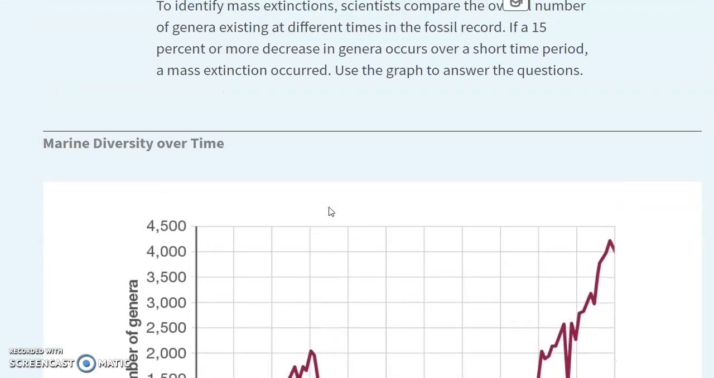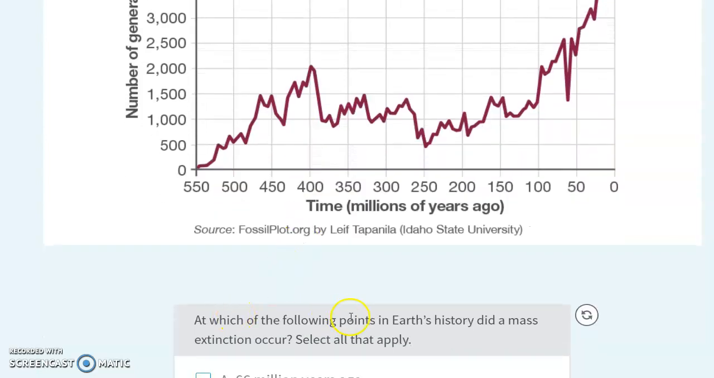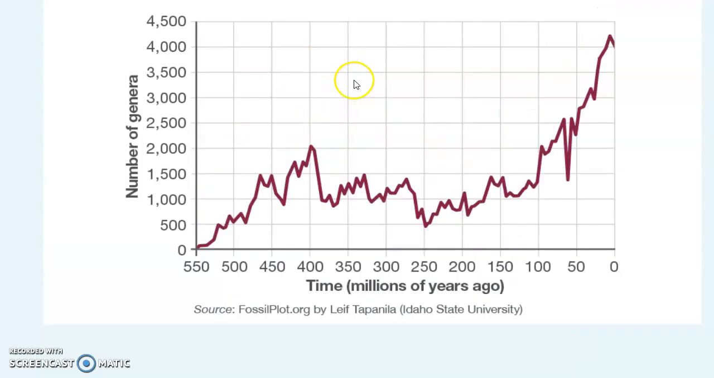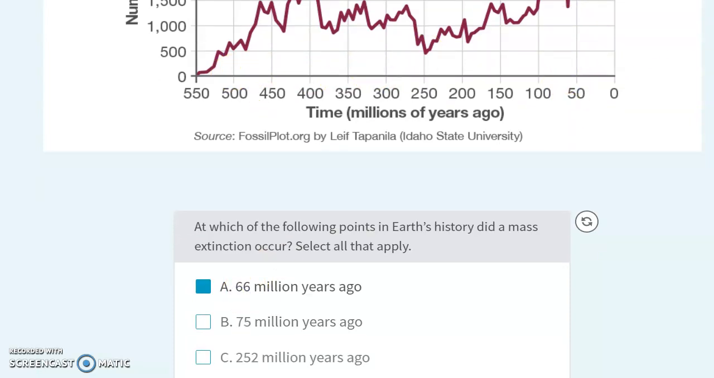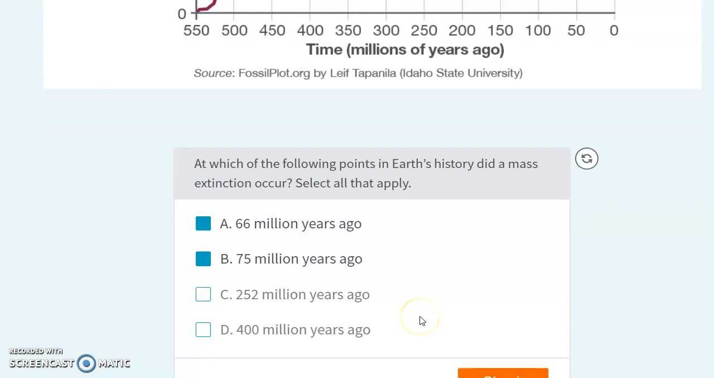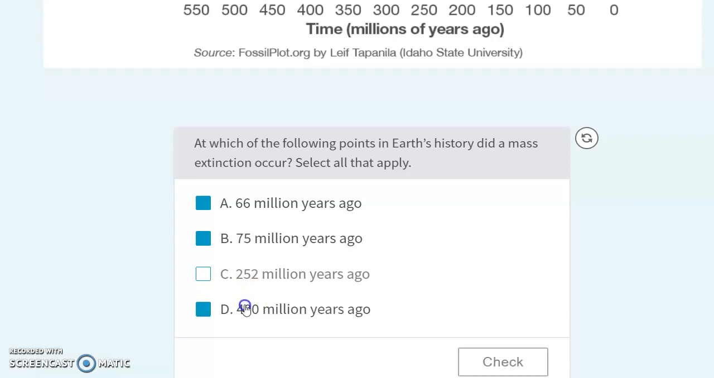Okay, so they want us to use this graph to just learn about marine animals, which are the animals that are in the sea. Which of the following points did a mass extinction occur? So you have to think it's growing, and then what is happening to create an extinction? So we're looking at deep drops, right? It says 66 million years ago. That's probably this right here. 75, yes. 252, not necessarily. 400, there was a huge drop, so maybe. So these two would be the biggest drop.